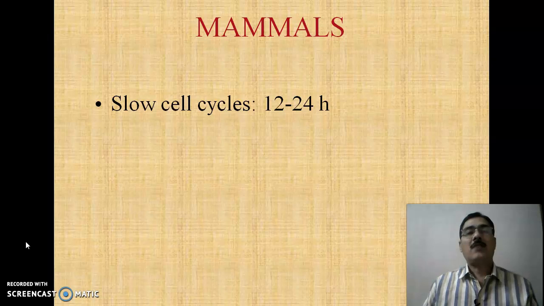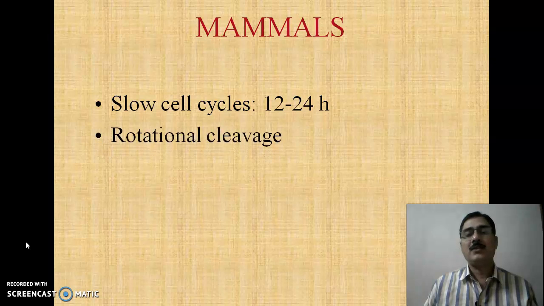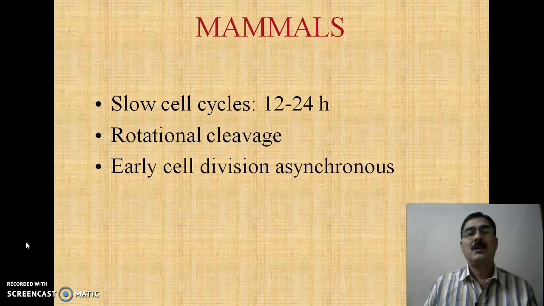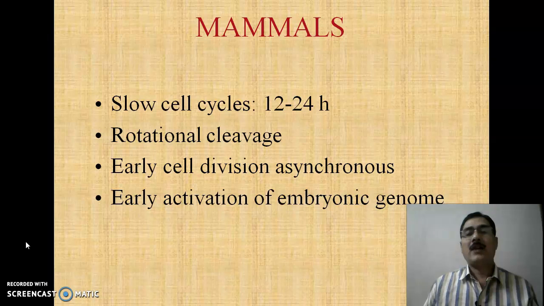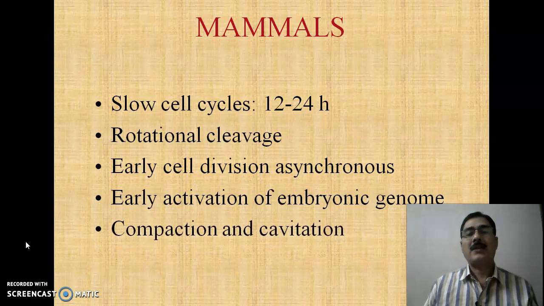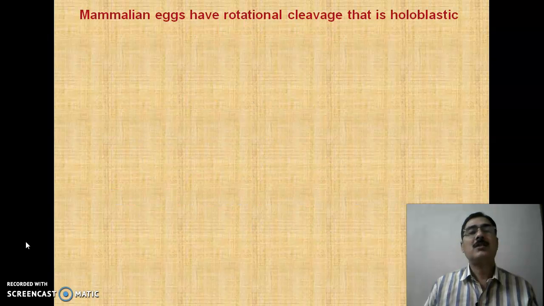The process of cleavage is very slow in the case of mammals, as it takes approximately 12 to 24 hours, or we can say there is only one cell division per day. There is rotational cleavage in the case of mammals, and the early cell divisions are asynchronous. There is early activation of the embryonic genome. There is compaction and cavitation.